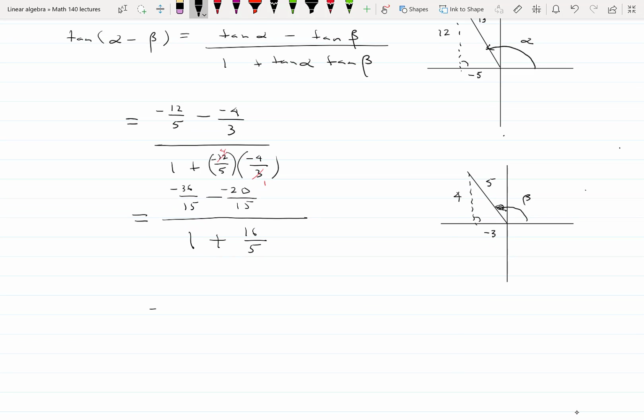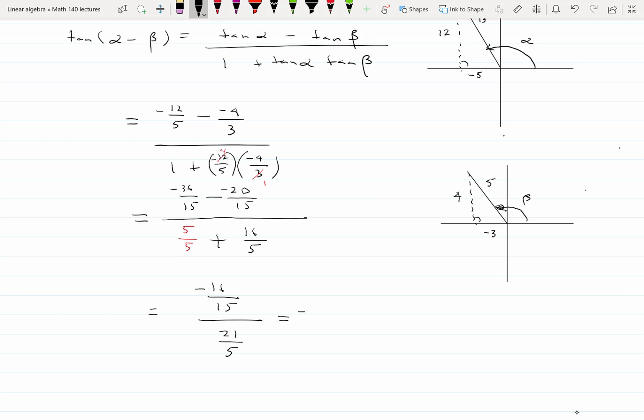Okay, so let's keep moving on this. In the numerator I'm subtracting a negative, so it's like adding: negative 36 plus 20 over 15. Remember, when you subtract a negative, it amounts to addition. So negative 36 plus 20 is negative 16 over 15, over 1 plus 16 fifths. Well, we can make that little 1 right there into 5 over 5. So we get 21 over 5.